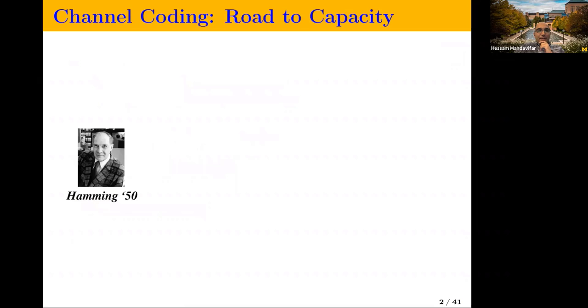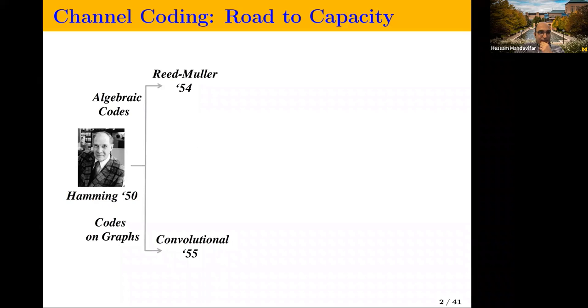If you look at the history of channel coding, it all started with Hamming in 1950, the first class of error correcting codes. From there, really two branches of coding started. One branch is algebraic codes, basically codes that use algebraic structures like polynomials and interpolation of polynomials to construct and decode the codes. The other branch just uses combinatorial objects like graphs and trellises to construct and decode the codes.